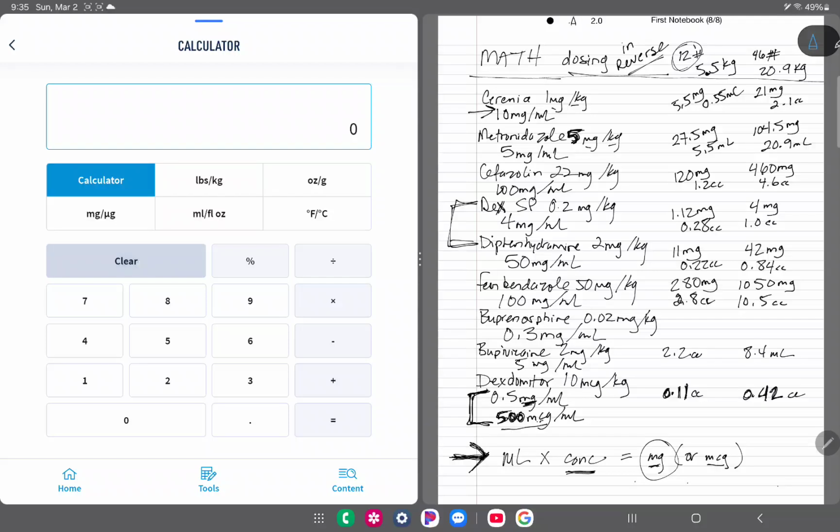I gave 2. Oh, did I erase it? I did. I was going to say 2.2 for a cat is way too much. That's okay. Let's move down to bupivacaine, where I did write a dose.